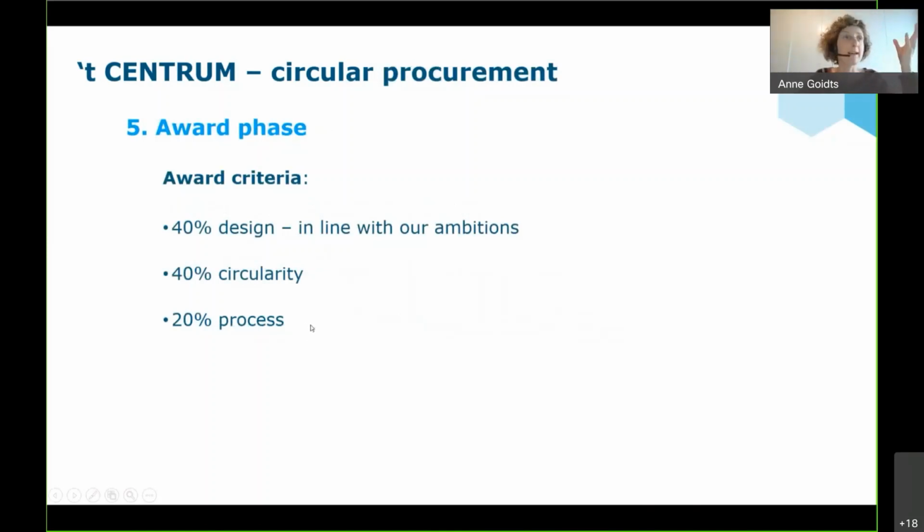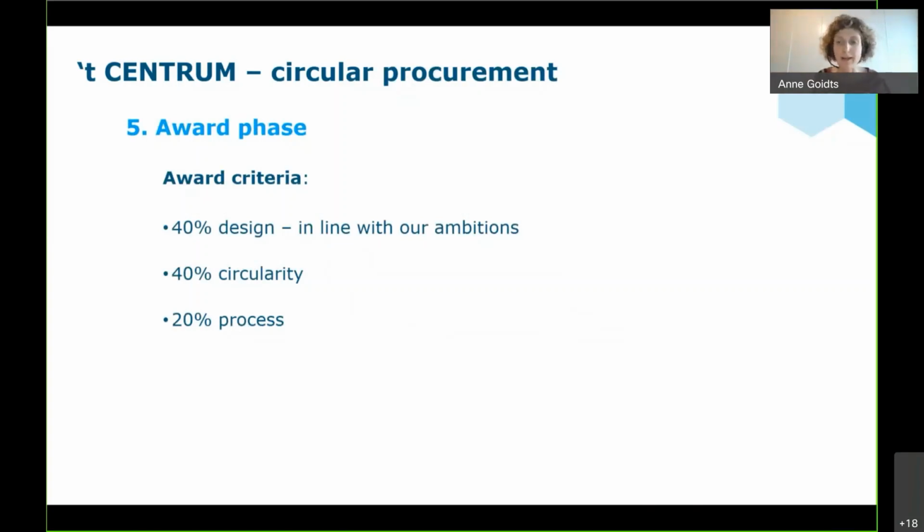For the awarding, the criterion was not price this time. That was really because we wanted to show you can do something else than awarding only on price. So 40% of the points were on the design. It should be in line with the ambitions, and it should be an image and everything. 40% on circularity and 20% on the process. It's also on the collaboration.